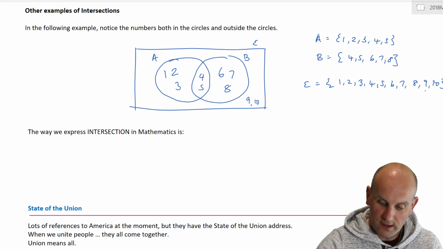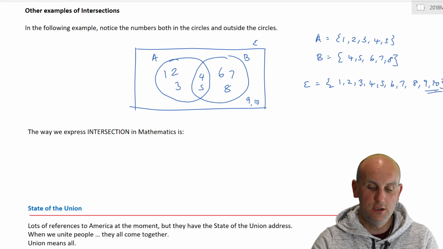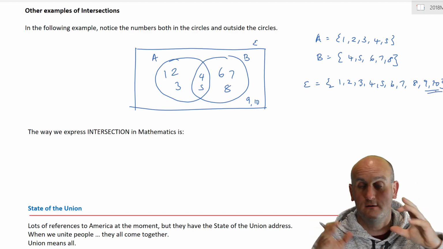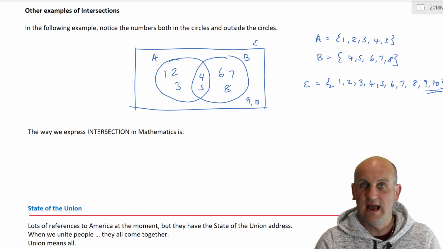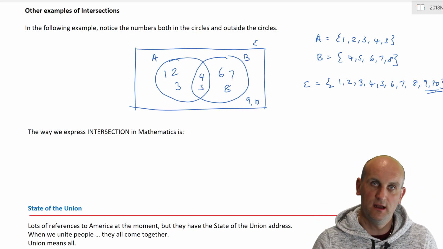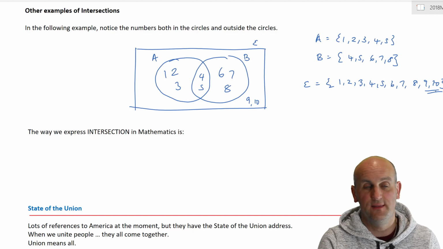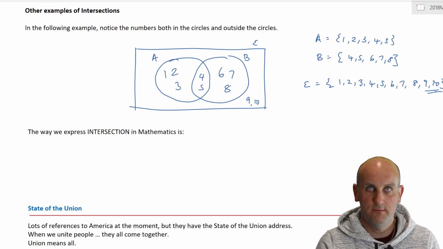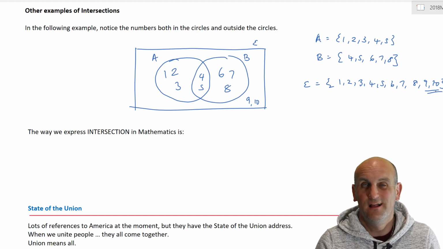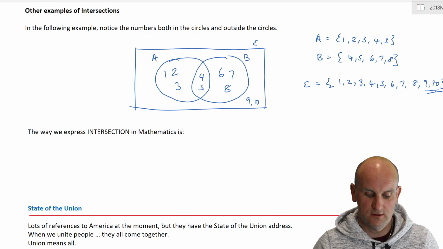Whenever numbers like the 9 and 10 are not being used in A and B, or A, B, and C if there are 3 circles, you have to write them outside of the circles. They're still there. They're still part of the experiment I did. They were still possible choices. They just don't fit into the circles A and B.